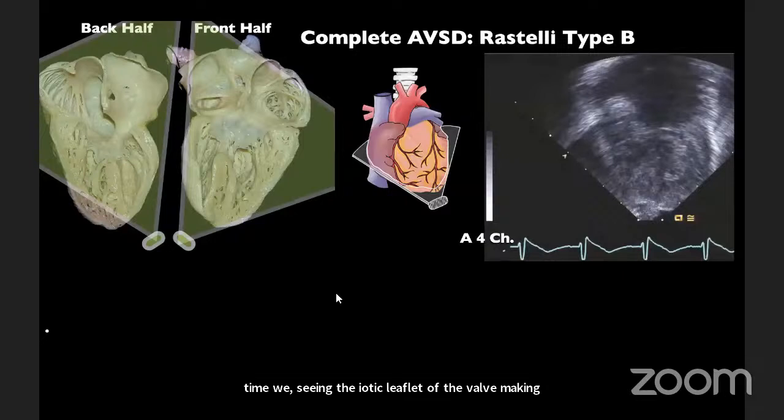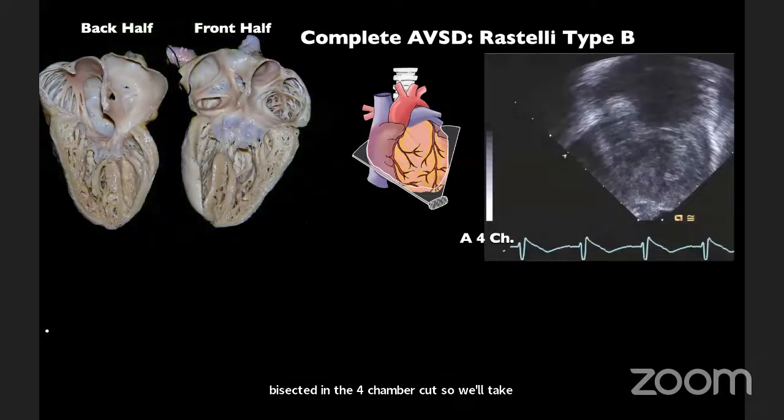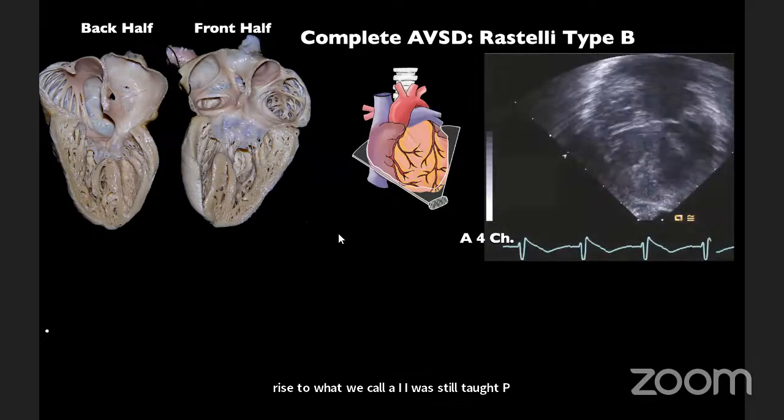Now, this is a very rare example of a Rastelli type B. The echocardiogram is of this heart which has been bisected in the 4-chamber cut. So we'll take the echo plane off, and here you can see the ventricular septum, the right atrium, the inferior cava, the ostium secundum defect, ostium primum defect, and here is the right atrium, the left atrium, the front of the heart, and here is this papillary muscle which is attached to the crest of the septum over here, giving rise to what we call a Rastelli type B example.